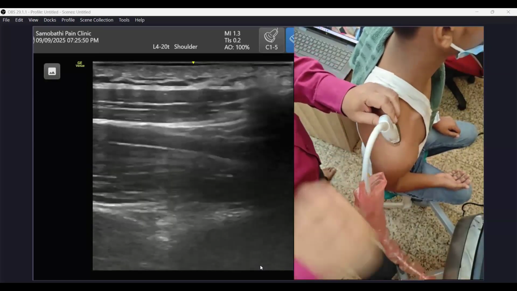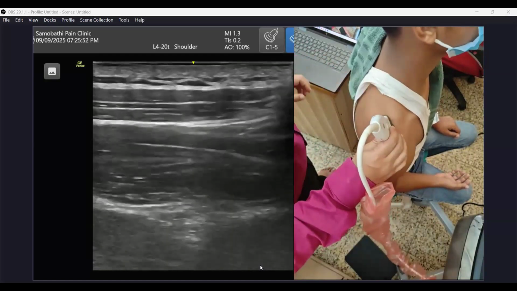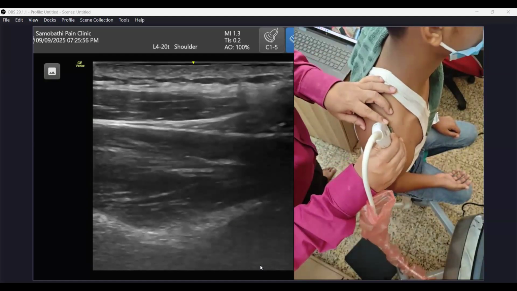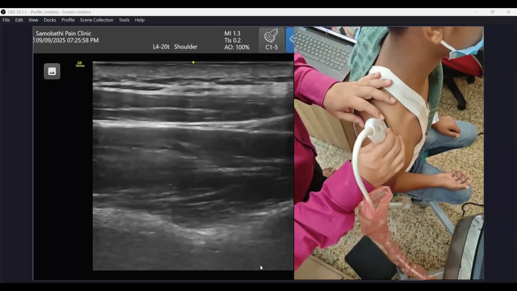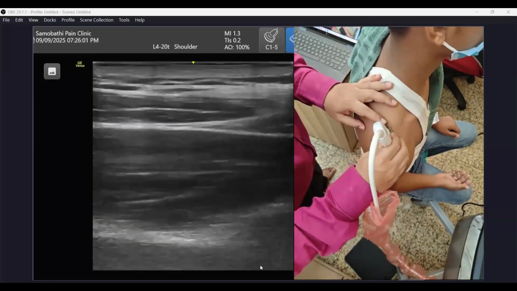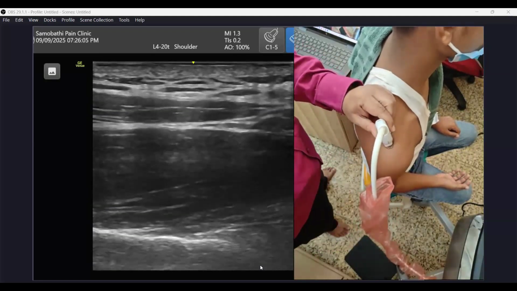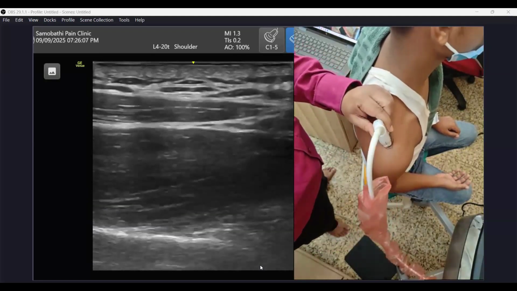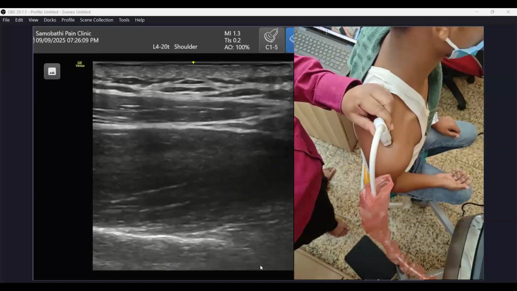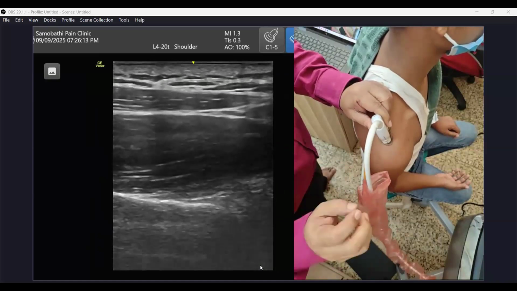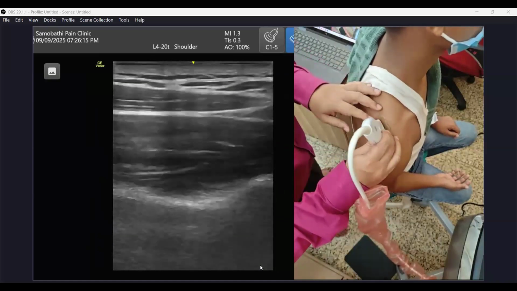The upper one, layer 1, is the trapezius, okay, and layer 2 is the supraspinatus. So we can see the supraspinatus central tendon also, but at present we will see the bone below. Okay, so bony margin below. We will increase the depth a bit so that it becomes clear. Okay, so we are seeing the bone below.